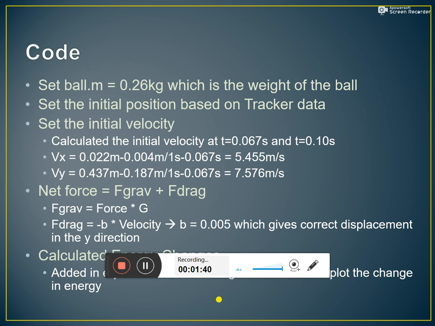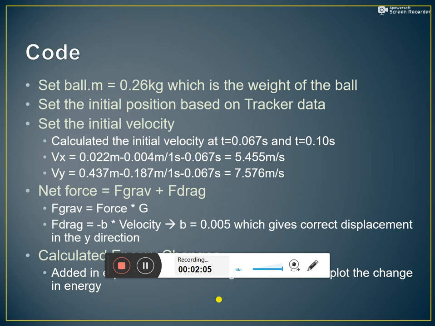So some changes that I made to my code, which I will show in relation to the code in a second, but overall I set the mass of the ball equal to 0.26 kilograms, which was the weight that I found. I set the initial position based on the tracker data. I had to calculate the initial velocity at t equals 0.067 seconds and t equals 0.1 seconds. And so in the x direction, that was equal to 5.45, and in the y direction, that was equal to 7.57 meters per second.